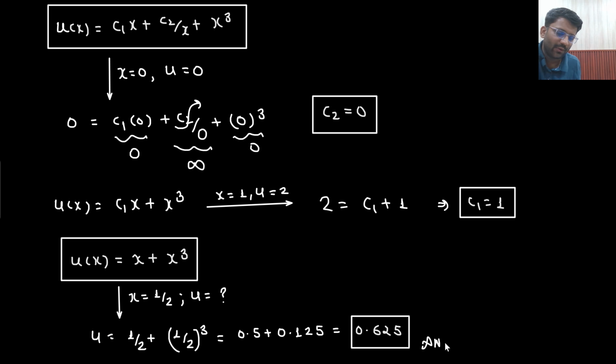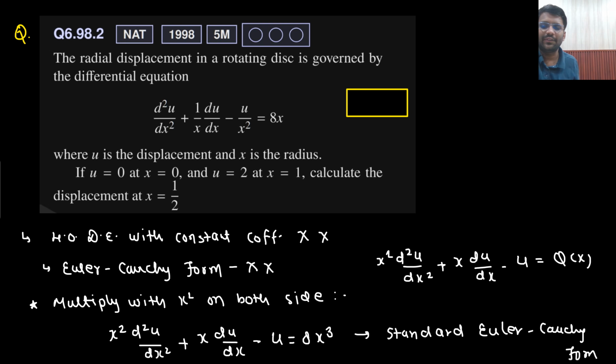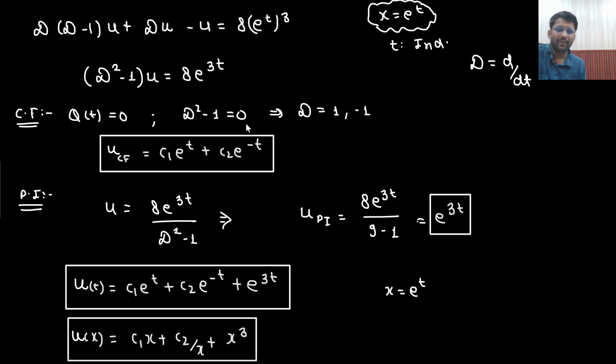That's it. A very good question for your revision. 0.625. First of all, it was not a standard form. We multiplied with x square and made it standard. When it became standard, then I know how to solve. First I find out the CF. It will come out in terms of t only. Why is that so? Because the first step would be x equals to e to the power t. T will become the independent variable, and capital D will become d by dt. So C1 e to the power t plus C2 e to the power minus t. E to the power t should be replaced as x. So C1x plus C2 by x. This is the CF you are getting.